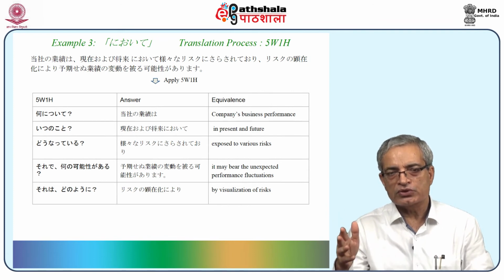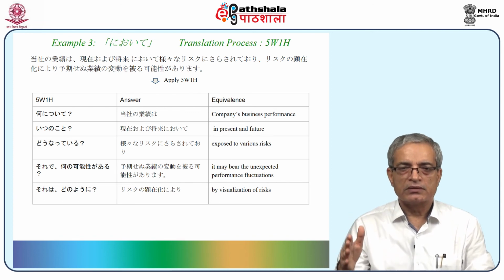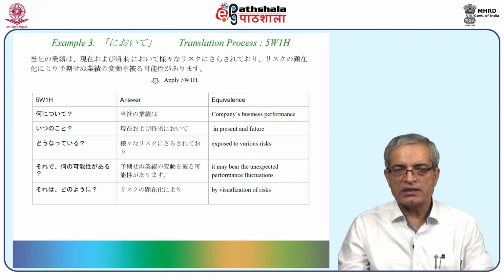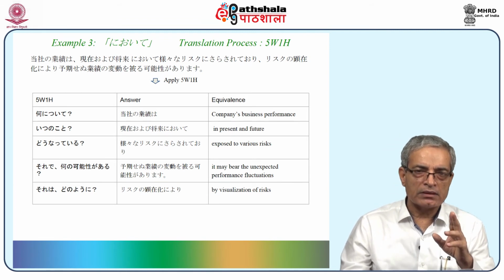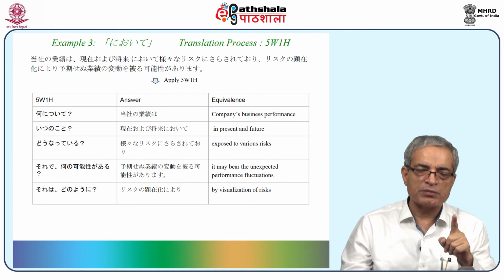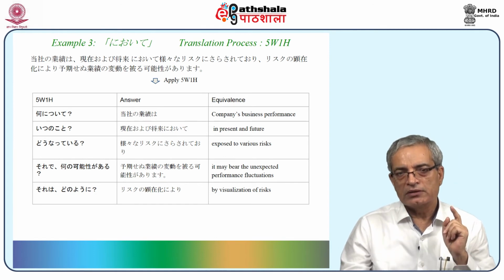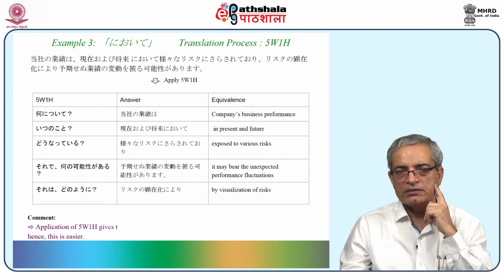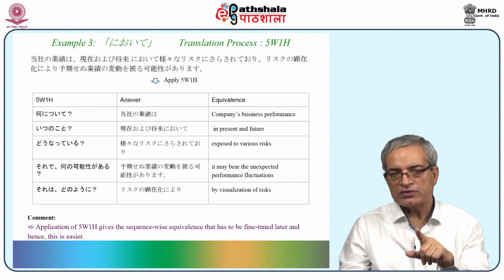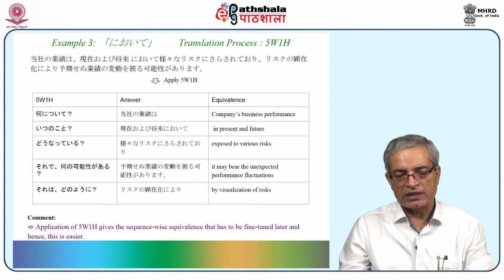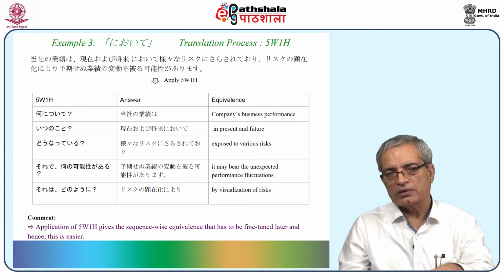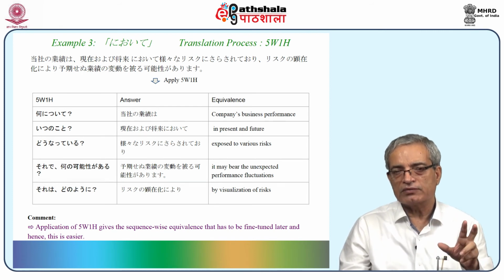Then the next question is risk no what is it? Kenzai ka ni yori. So risk no kenzai ka ni yori. So nothing has been brought from my side. Everything is picked up from the sentence, and all elements or all particles are covered in the answers. So the application of 5W1H, which gives the sequence-wise equivalence as given here in this example, has to be fine tuned later, of course, and hence this is an easier way of doing the translation.